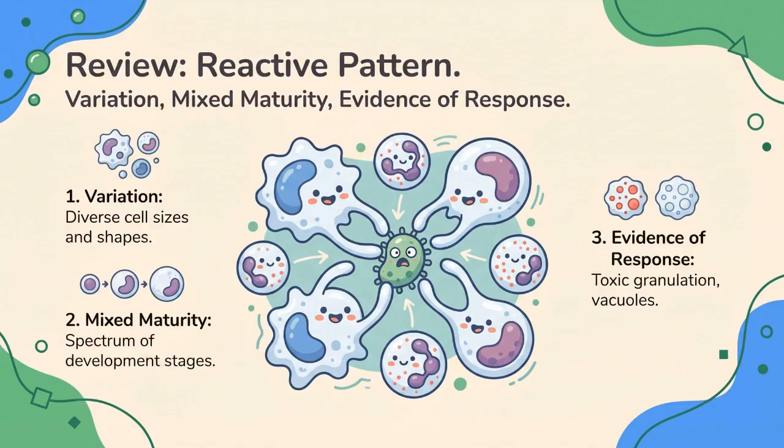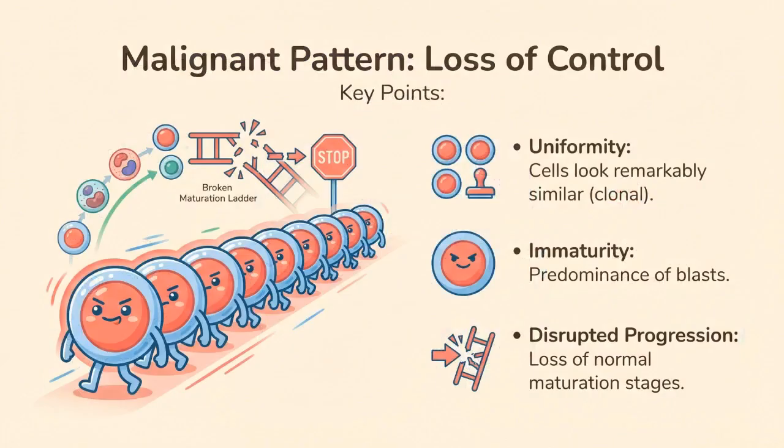Now, let's contrast this with a malignant pattern. In stark contrast to the reactive pattern we just reviewed, a malignant pattern in white blood cells signifies a profound loss of cellular control and an underlying neoplastic process. When you encounter a malignant pattern, several distinctive features will emerge. Foremost among these is uniformity in the appearance of the abnormal cells. Unlike the varied morphology seen in reactive conditions, malignant cells, particularly blasts, often look remarkably similar to one another. This uniformity reflects their clonal origin. They all arise from a single aberrant precursor cell.